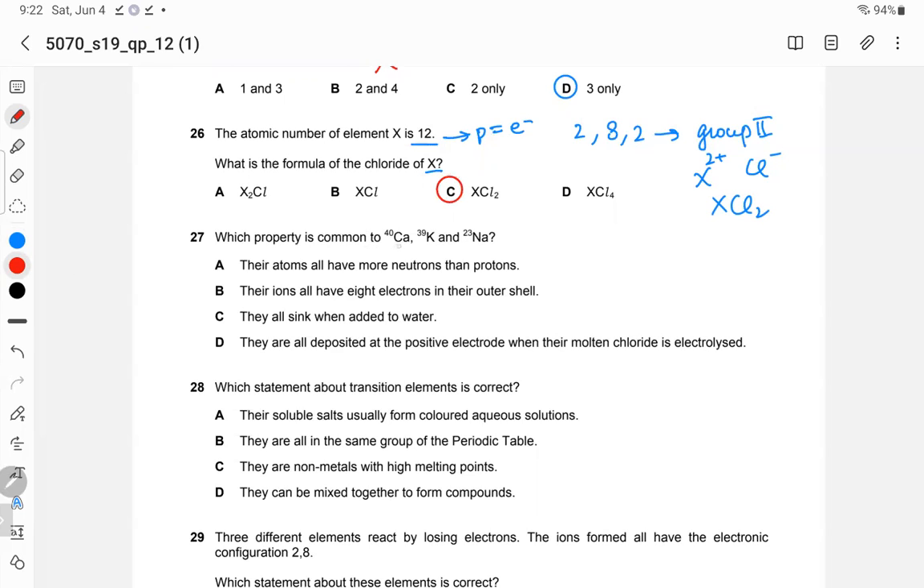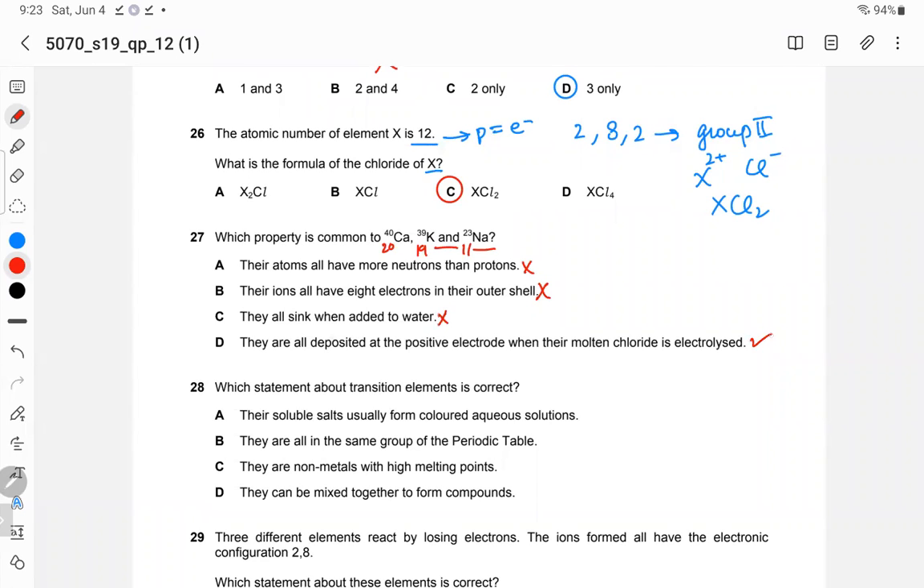Which property is common to calcium, potassium, and sodium? They all sink when added to water. No, sodium floats on water, so A goes wrong. For calcium, the number of protons and neutrons are the same. Their ions all have 8 electrons in their outer shell. It is correct for sodium, but not for potassium and calcium.